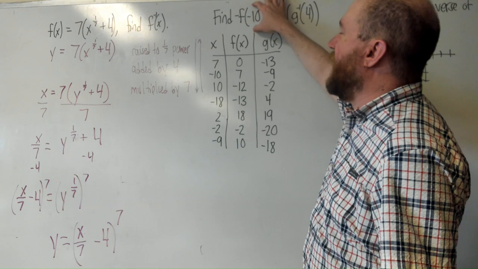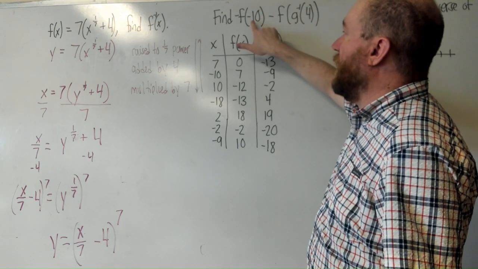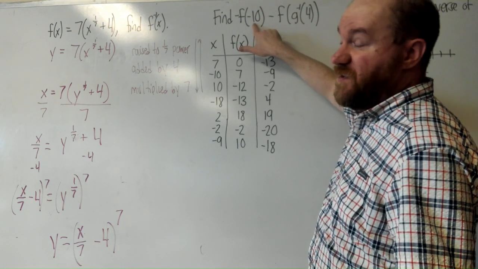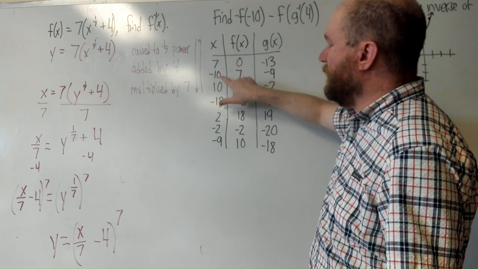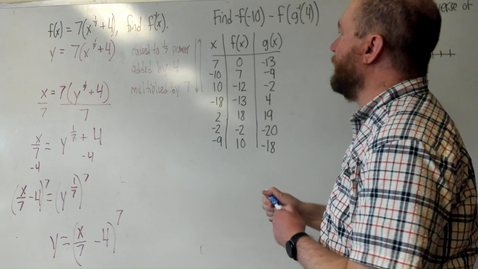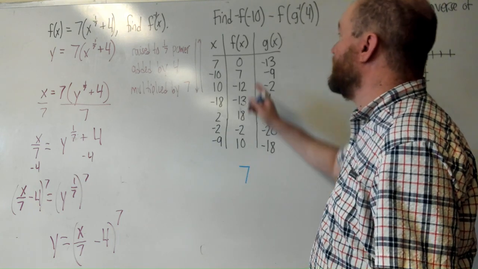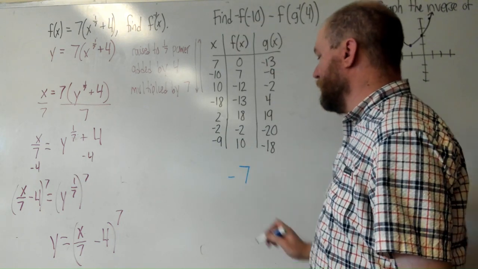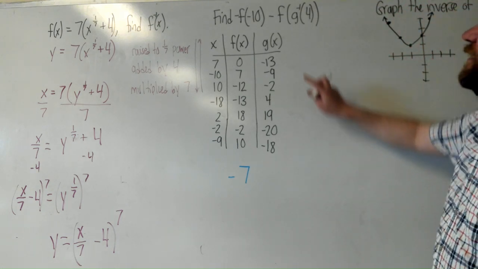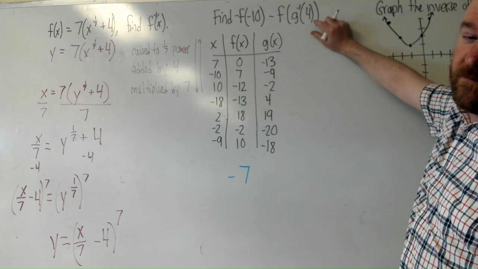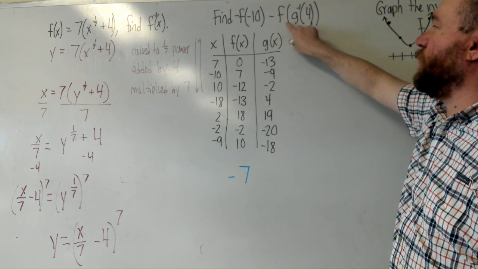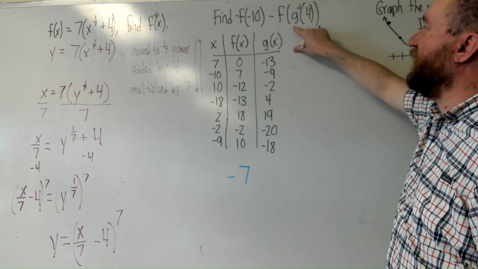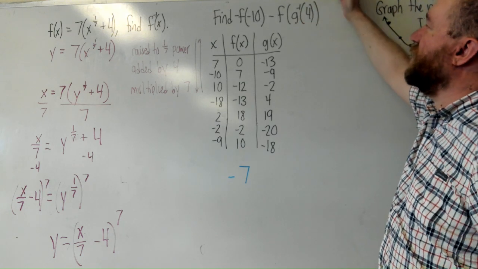F of -10. That just means x is -10. What's the answer in our f function? So x is -10. What's the answer for our f function? So that's going to be 7 and another negative in front of it. So we'll stick that out front. Now this one, we got to work our way from the inside out. I can't deal with this f because I don't know what the value is that I need to plug in. I need to do this first.